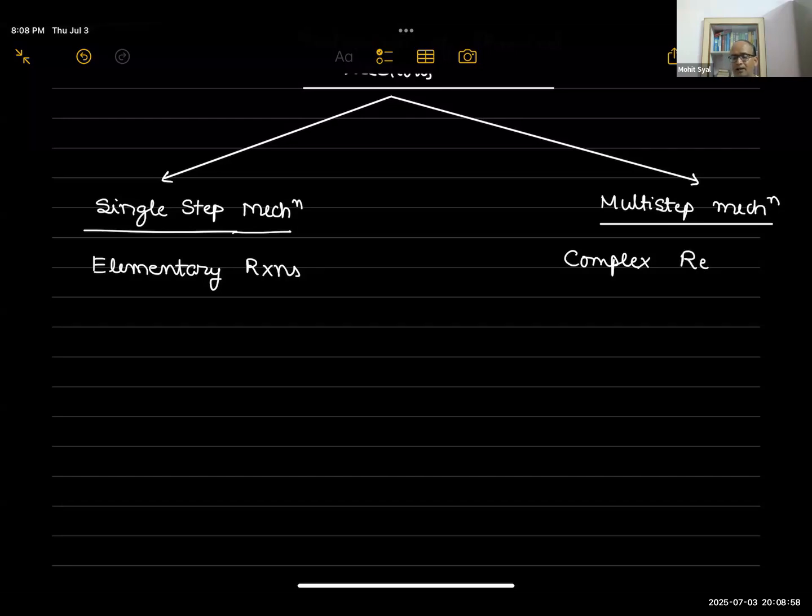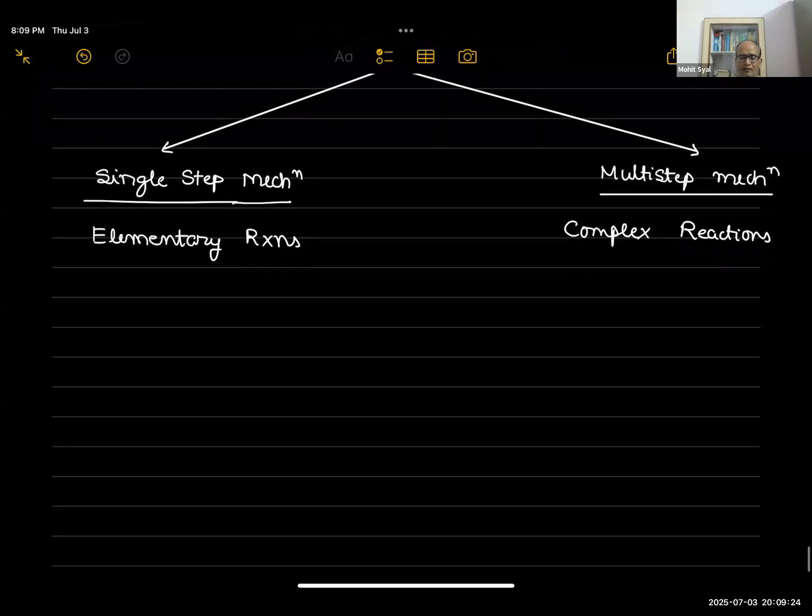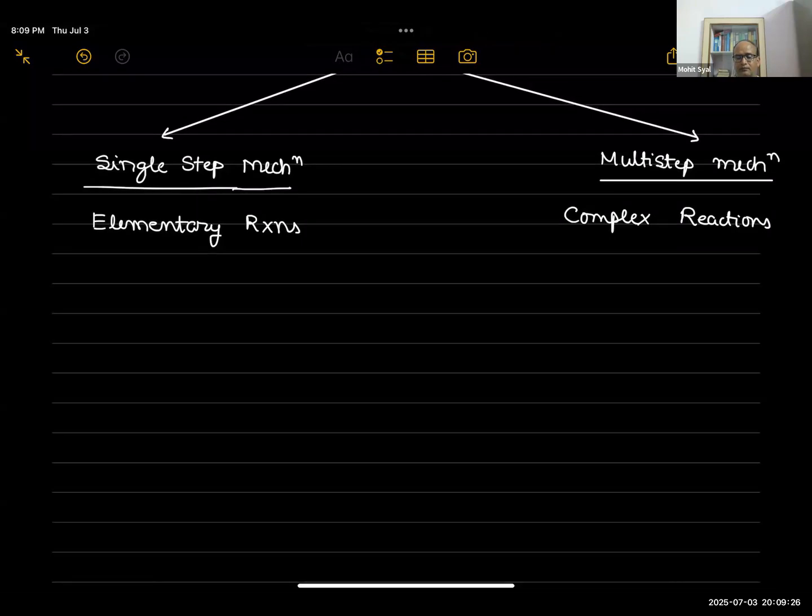So Ibrahim, what are complex reactions? The one which has multiple steps occurring. Yeah, but by looking at the equation, you can't predict whether it is a single step or multi-step. You need to do some experiment, and that can let you understand whether it is a single step or a complex reaction. So elementary reactions and complex reactions. Got it?